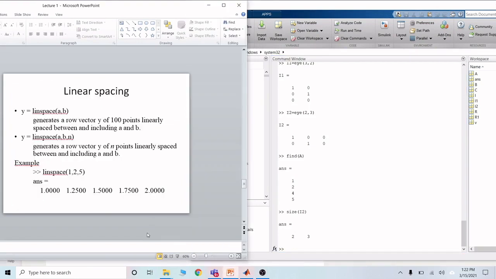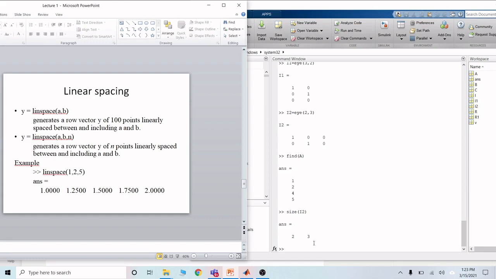Linear spacing generates a row vector y. Y is equal to linspace(a,b) generates a row vector y of 100 points linearly spaced between and including a and b. Y is equal to linspace(a,b,n) generates a row vector of n points linearly spaced between and including a and b.